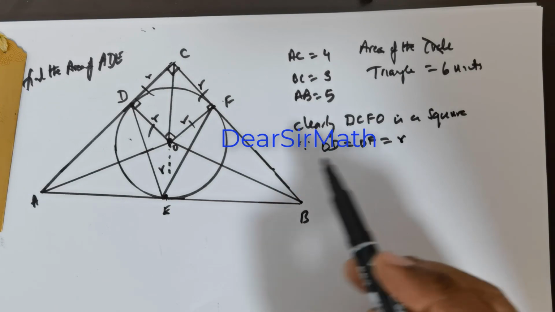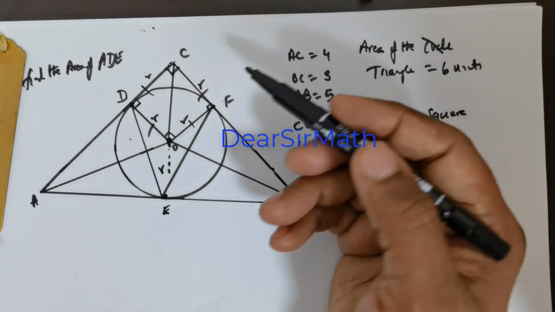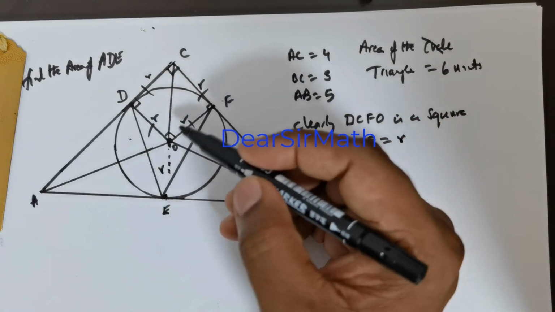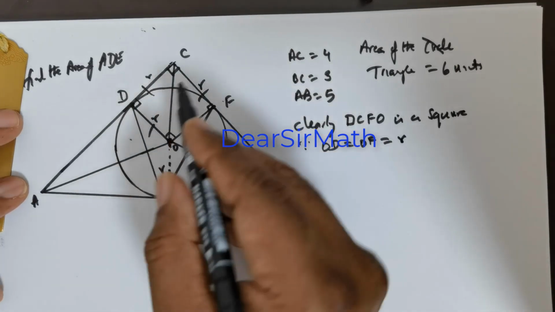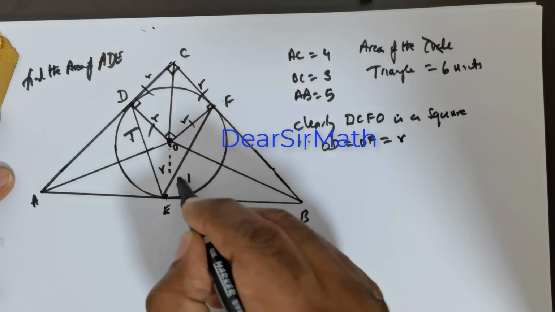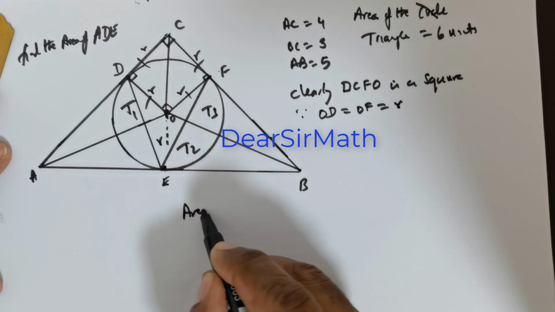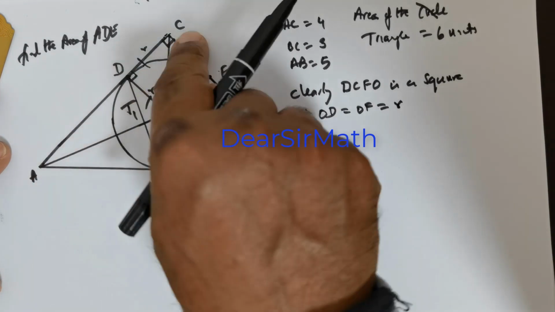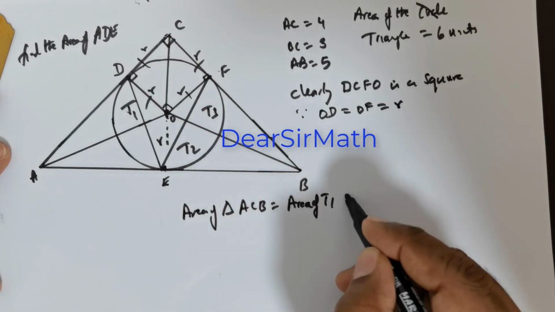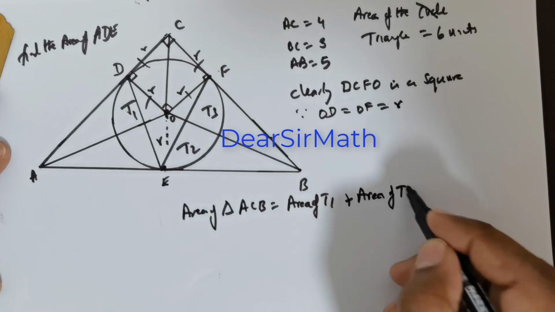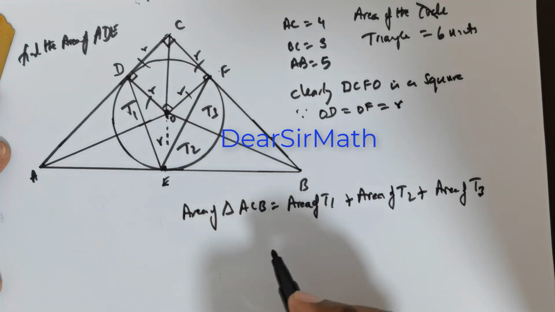Now we may not be utilizing the concept of the square much, but all we need is to find the radius R. Now clearly you can see that this is triangle T1, I'm taking this as T2 and I'm taking this as T3. So area of triangle ACB is equal to area of T1 plus area of T2 plus area of T3, right?